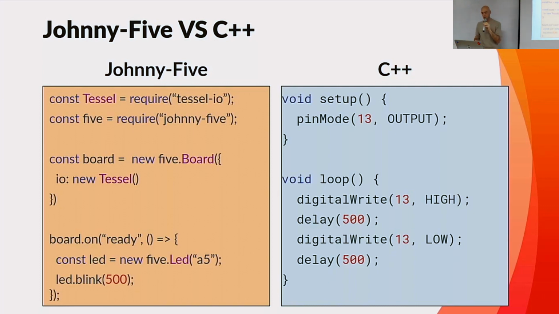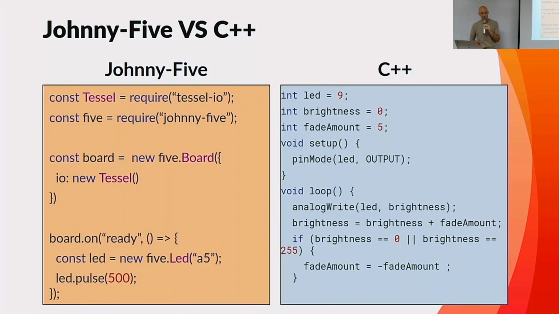For example, I would like you to focus on the C++ section. I'm going to change the slide, and here is another piece of code that does something different. Here we go. As you can tell, a lot has changed. This is the code to pulse a light rather than blink it. And does anybody notice anything different in the Johnny5 section? Let me give you help. There you go. That's it.